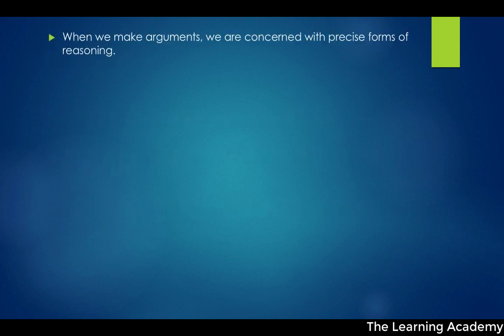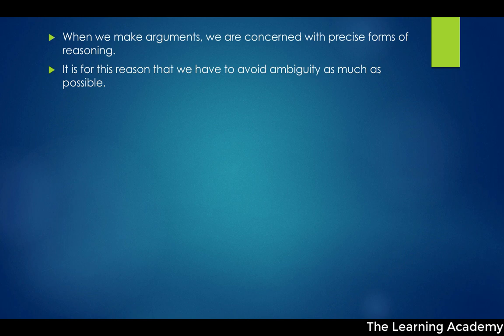So when we make arguments, what we are effectively concerned with are the precise forms of reasoning. It's almost like a science, the process of argumentation. And it's for this reason that it's important that we avoid, as best we possibly can, any kind of ambiguity within our arguments. This is obviously very difficult because in the English language, just like most languages, sentences are often relatively ambiguous.